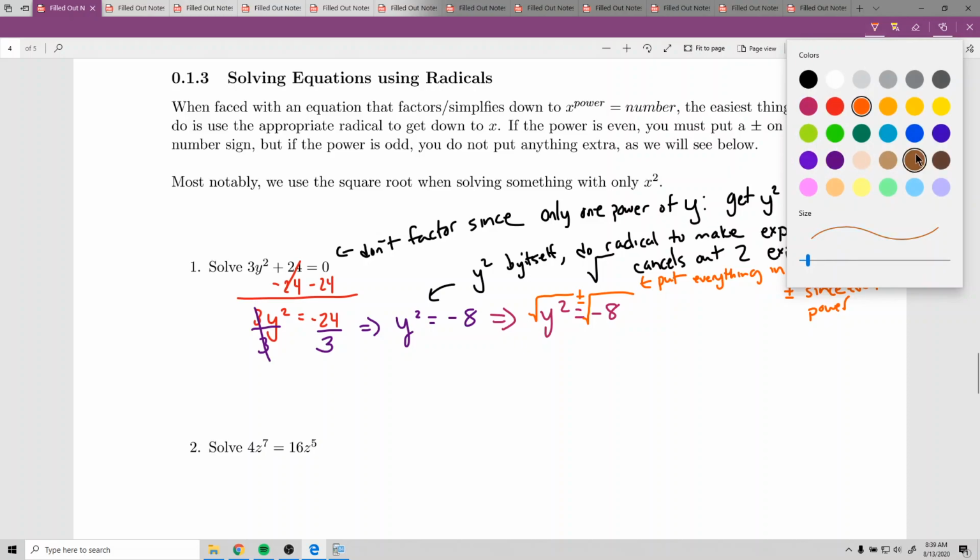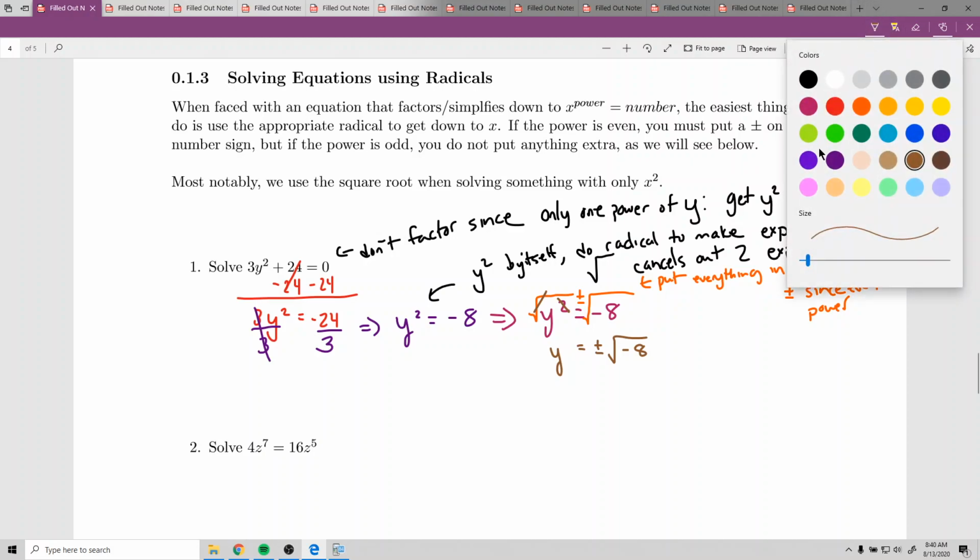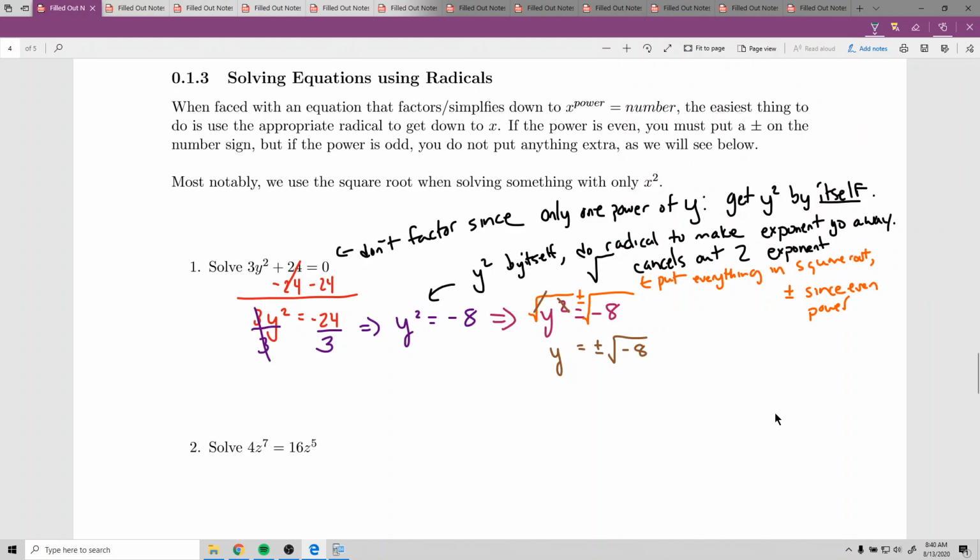Now, something should be going off in your head about what's happening on the right side, because we have a negative inside the square root. Right, on the left side, we're just left with y because the square root and squared cancel out. But we cannot do the square root of a negative number and get a real answer. You might be familiar with imaginary numbers, and that's okay, but we're not dealing with them yet.